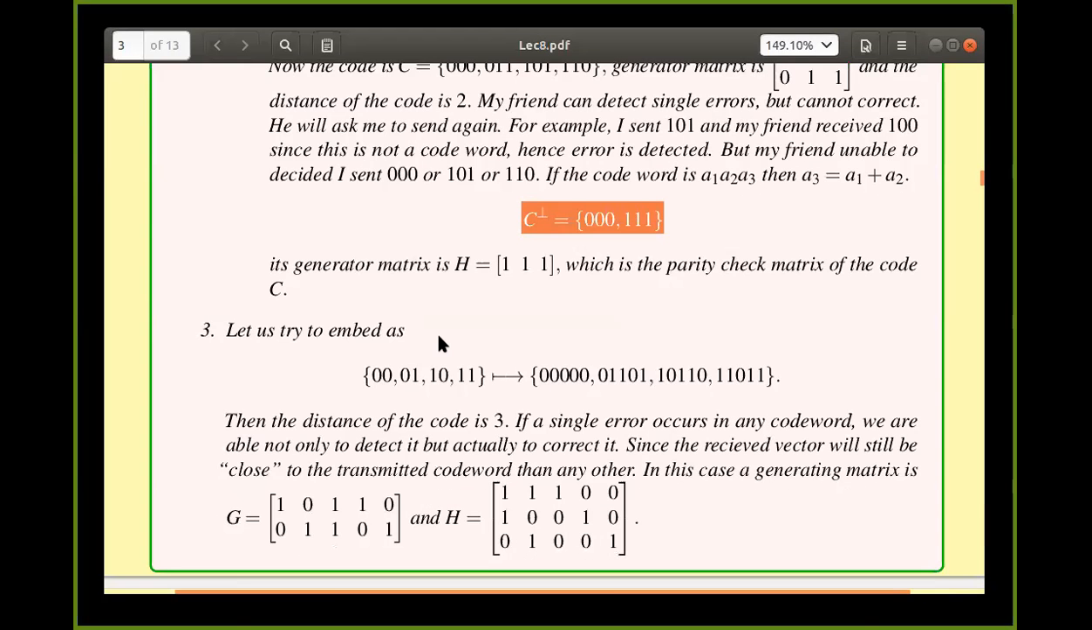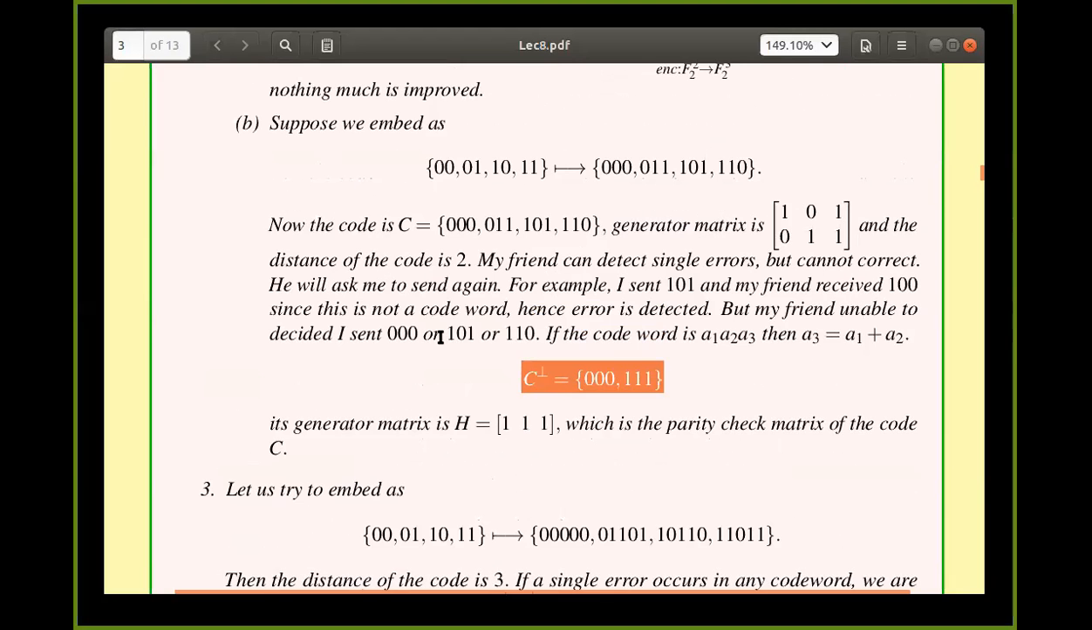Till now, a nice thing happened. But is it possible to increase the length to 3? That is the question. So I am able to do this much. But now, is it possible for me to embed 00, 01, 10, 11 into F2^3 such that the distance of the code is 3? You will obviously already know the answer, but you need not tell me.